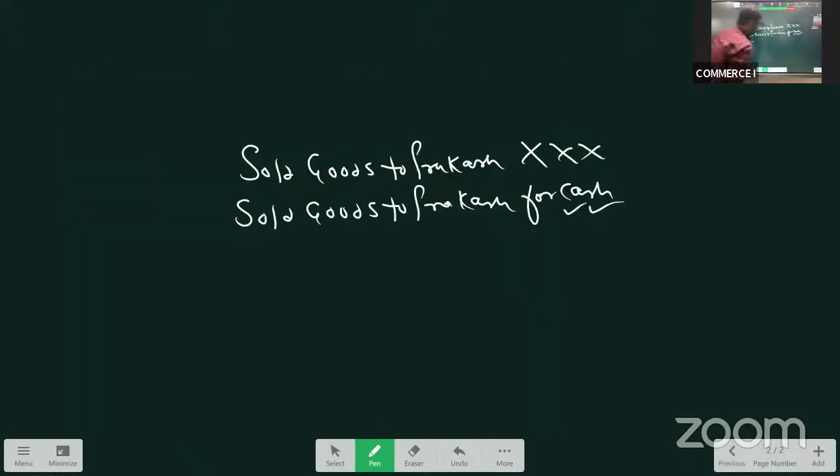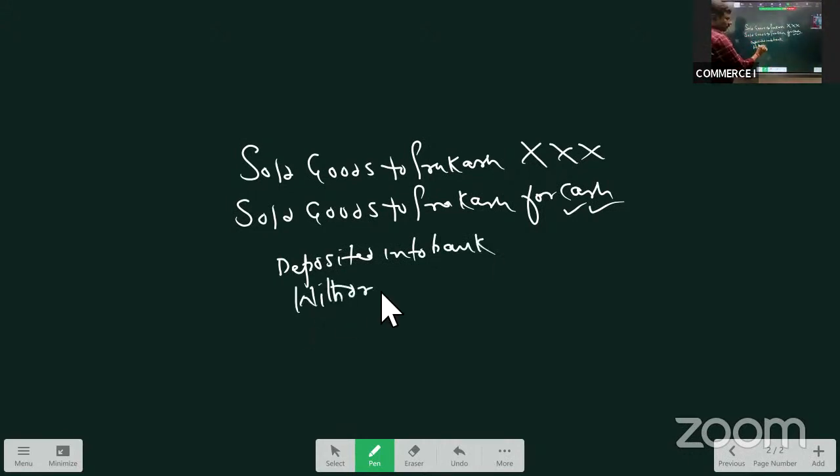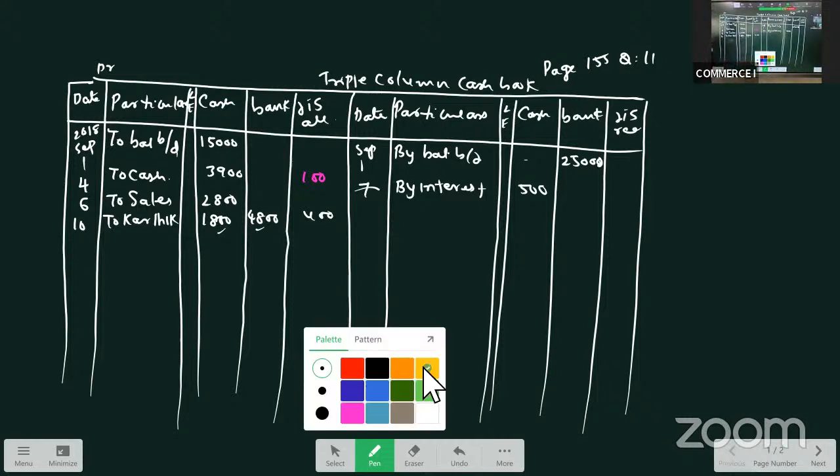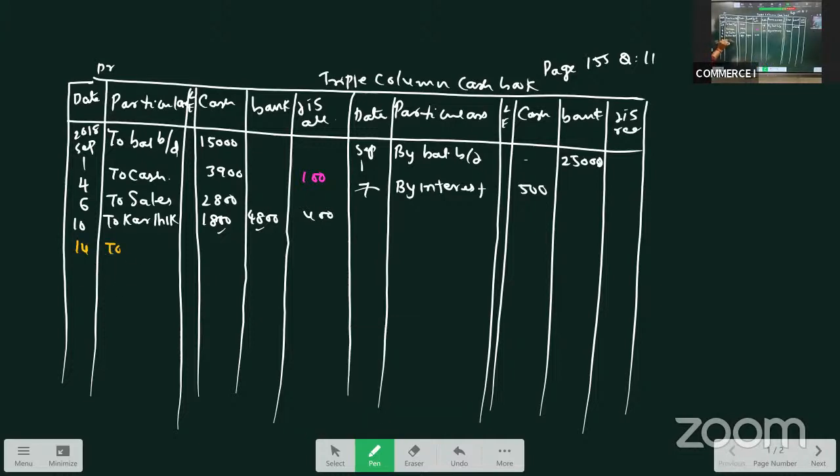Then cash deposited into bank. Recall once, yesterday I told you, deposited into bank is a contra entry. Deposited into bank or withdrawn from bank for office use. These two are contra entries. Sir, what are contra entries? Contra entries are the ones which appear on both the debit side and credit side of the cash book. So cash deposited into bank is a contra entry. I'll write it both on the debit side as well as the credit side.